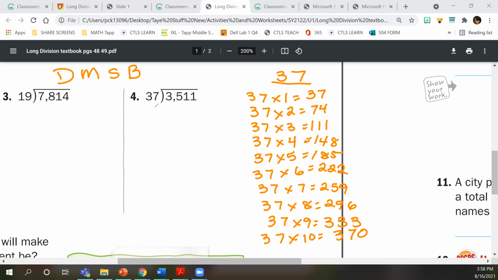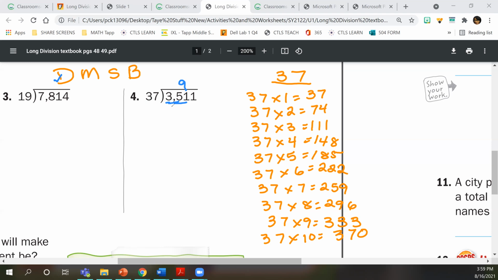Let's look at the first number, 37. Can I get a 37 out of that 3? Nope. How about a 37 out of 35? Nope. How about a 37 out of 351? Yes. Yes, I can get some 37s out of 351. How many? Remember, we have this toolbox. How many without going over? 333. So how many times is that? 9. Very good. So over that 351, I'm going to put my 9 there. So I am done with division. 351 divided by 37 gives me that 9.